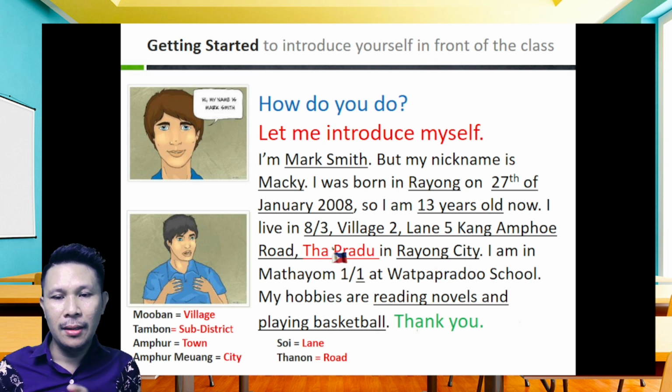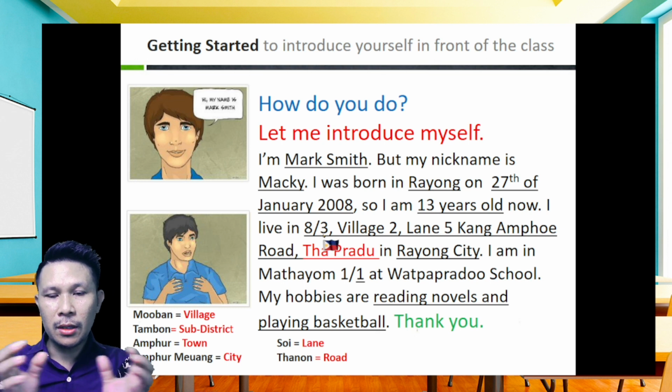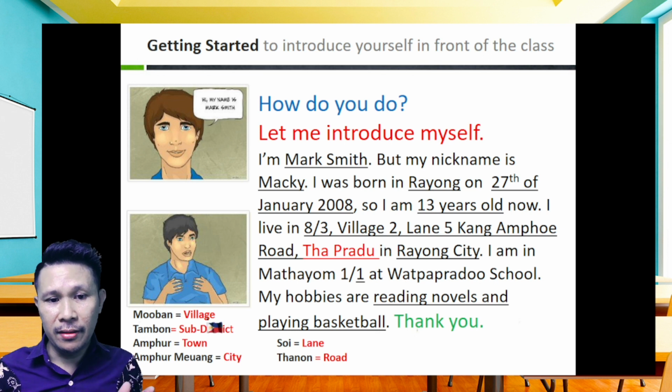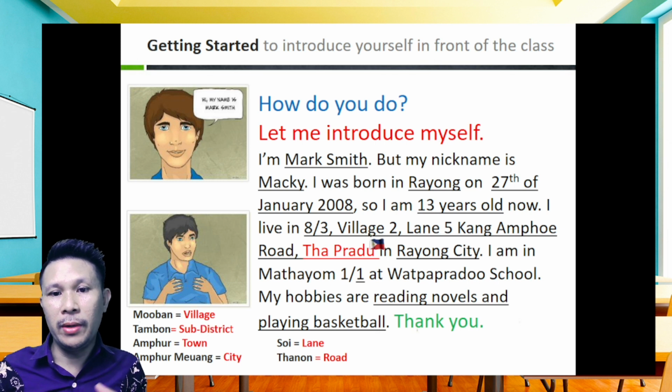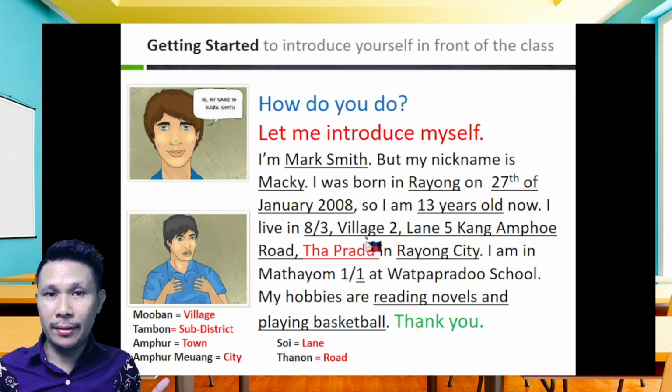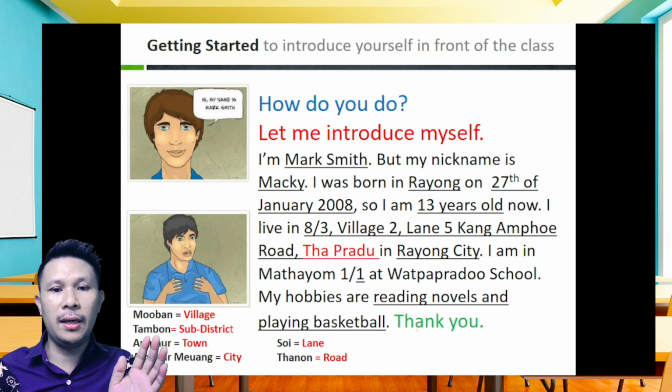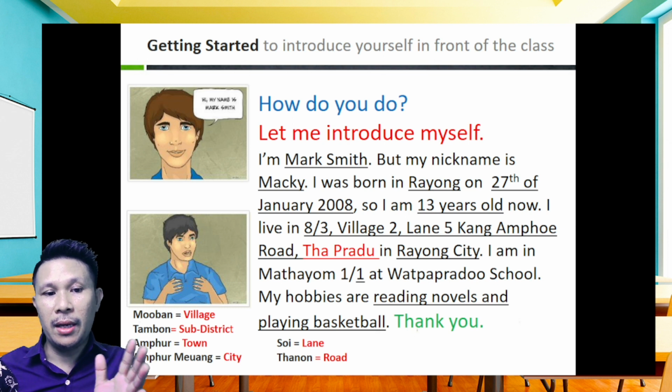Now I will explain what is the composition of this address. This address has the house number, 8/3. Village 2: in Thai, for village you say Muban, but we don't say Muban in English. That's why we translate it as village. So if you live in Mu Song, instead of saying Moban Song, you say village 2.